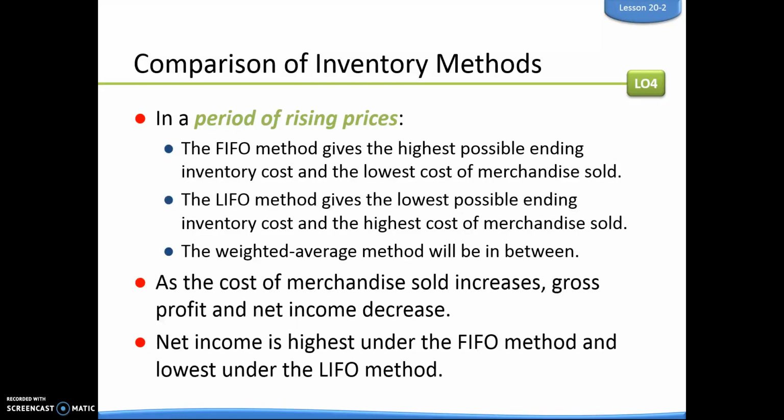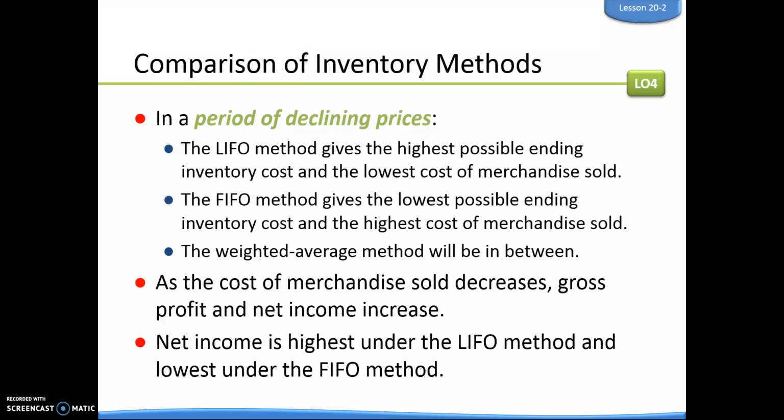When we have LIFO, on the other hand, LIFO gives the lowest possible ending inventory cost and the highest cost of merchandise sold, which means that net income is going to be lowest under LIFO. Okay, because remember, as the cost of merchandise sold increases, gross profit and net income decrease. So if you have a high cost of merchandise sold, obviously your net income is going to be low. Now, obviously, if we flip this and we say we have a period of declining prices, LIFO is where things are going to be looking best.